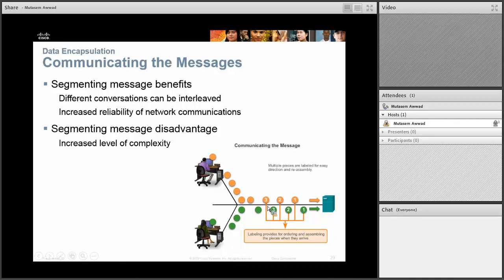And your data has to be labeled, sequenced. For example, if you're sending pieces of data, you're going to say this is number 1, this is number 2, this is number 3 packet. So when the receiver gets it at the other end, he is able to reassemble the data back together.